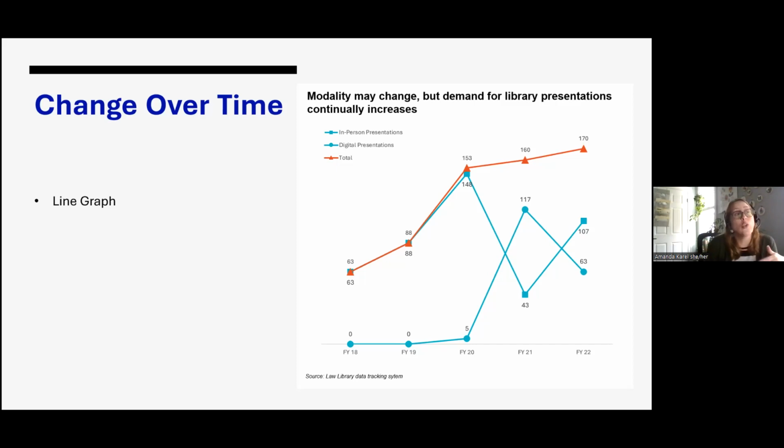You'll notice here that what I was doing with color is I tried to make what I want to stand out the bright color, so total, because I don't really care about the modality. It's interesting, you can see a flip-flop around the time of COVID between in-person and digital presentations, but it's really the total demand that exists for library presentations that I wanted to emphasize with this chart. If I wanted to emphasize the flip-flop in modality, everything would be light blue except for the call out around FY21 on these two data points. We turn that into orange and probably put a note there. And we'll talk about how to draw attention to different aspects of charts more next time.